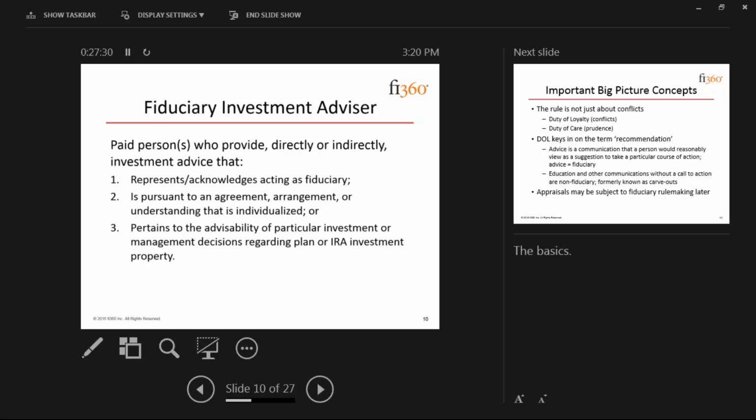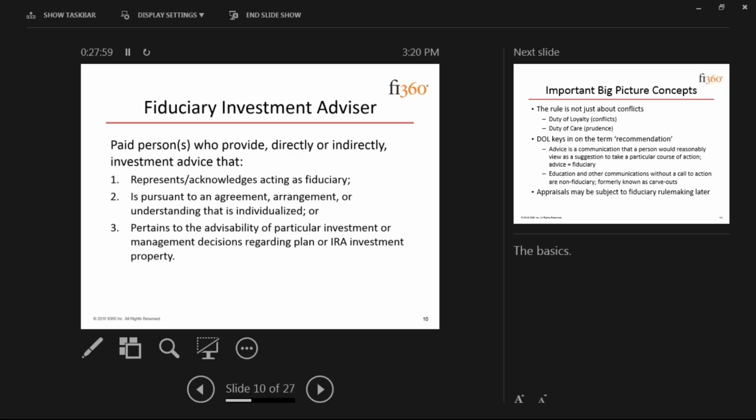The three words there are interesting: agreement, arrangement, or understanding. So it's clear from arrangement and understanding that it doesn't necessarily have to be in writing. It could be a verbal agreement. You can see that it's going to be difficult for you to argue that you haven't crossed the fiduciary line in a lot of situations.